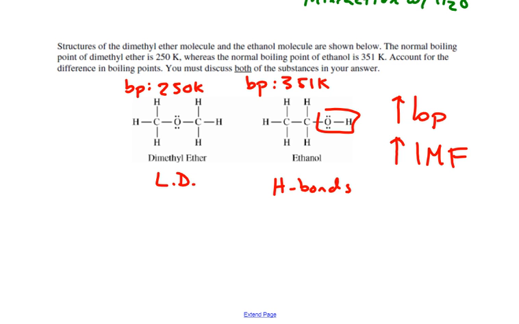It takes more energy to overcome a stronger IMF. So it takes more energy to overcome a H bond than it does an LD, which causes it to have a higher boiling point. Done. That's where I would end. 1 point is earned for recognizing that ethanol molecules can form H bonds, whereas dimethyl ethers do not form H bonds.